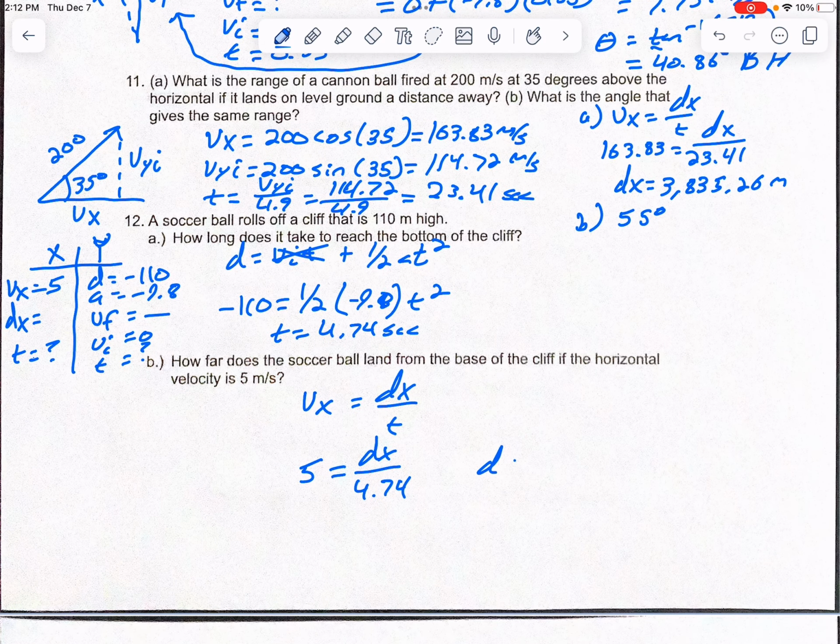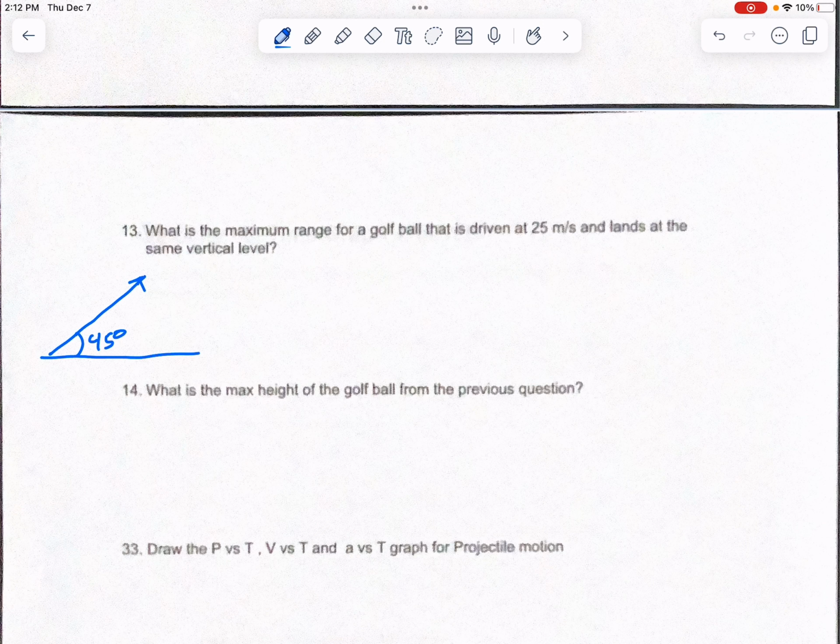Okay. Only got a few left, so 13. What is the maximum range for a golf ball that's driven at 25 meters per second and lands at the same vertical level? Okay, so basically we're looking for max range. So remember, max range, the best angle is 45 degrees. Okay, and we're driven at 25 meters per second.